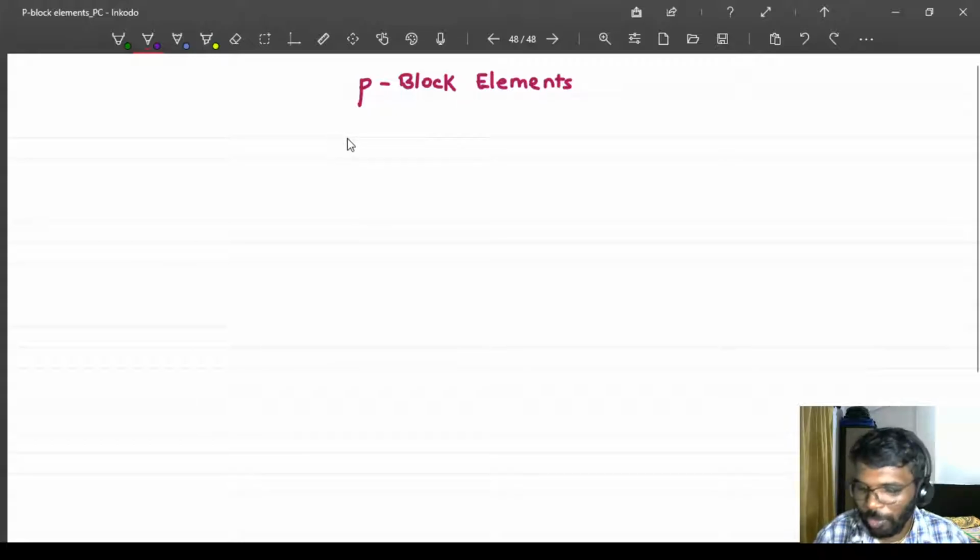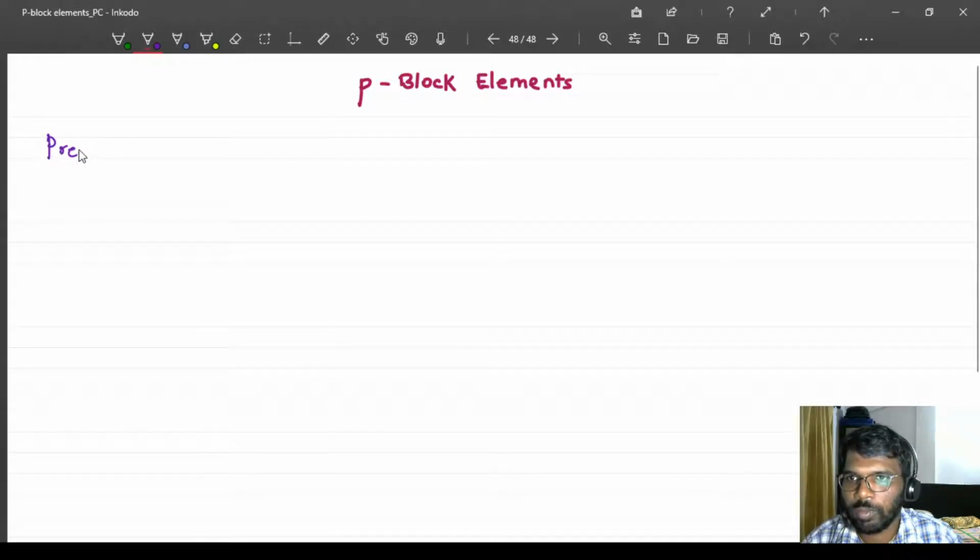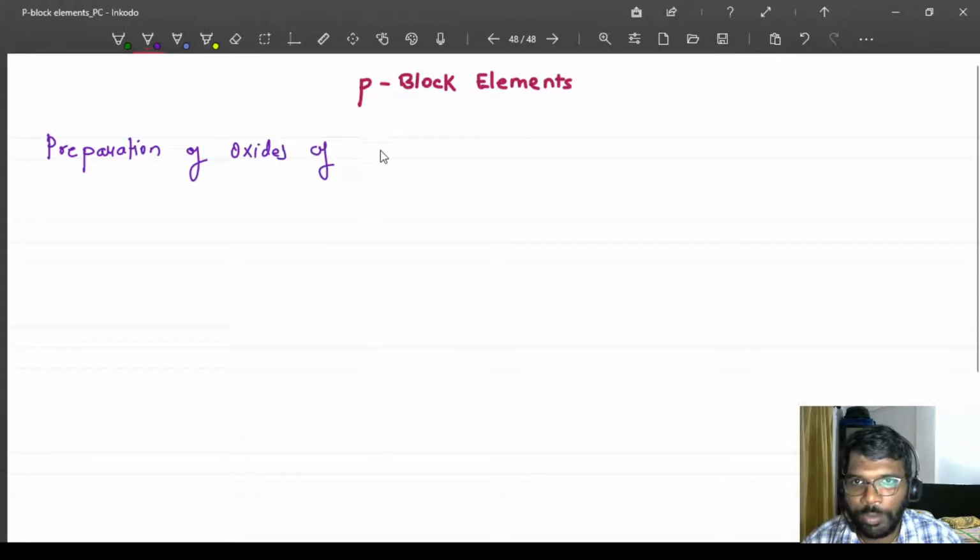Here we are going to learn about the preparations of oxides of nitrogen. I will write here: preparations of oxides of nitrogen. We know many oxides of nitrogen.